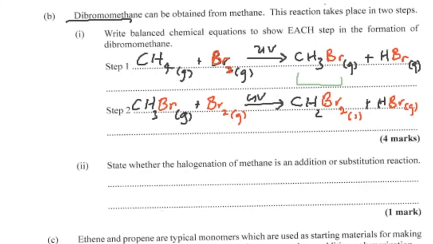State whether the halogenation of methane is an addition or substitution reaction. Now, alkanes are not as reactive as our alkenes. So this is a substitution reaction, free radical substitution. Get familiar with that term. So that is that for that section.